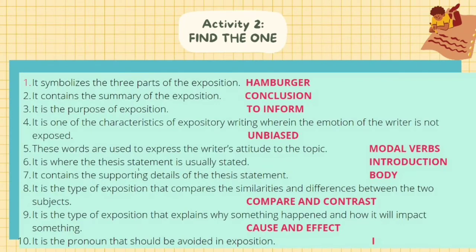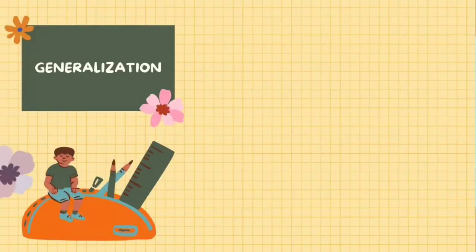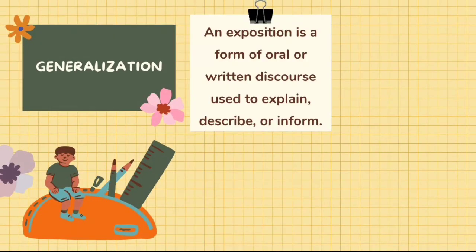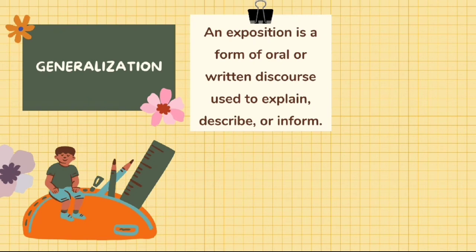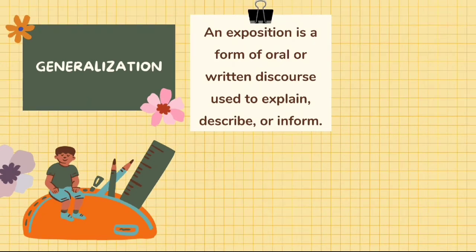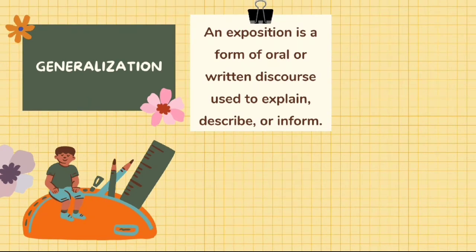And these are the correct answers. I hope you got them all correctly. And to recap our lesson, an exposition is a form of oral or written discourse used to explain, describe, or inform. Expositions are informative, clear, organized, impersonal, and unbiased.